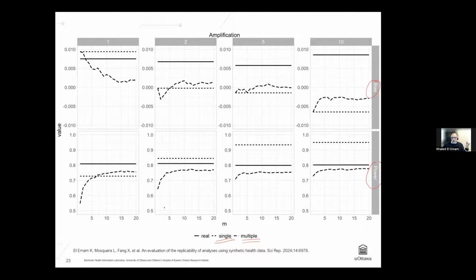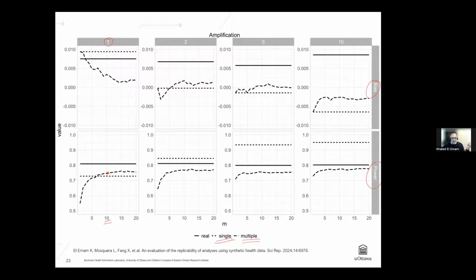And I'll go to power first. As you can see, the x-axis is the number of data sets. So we said around 10 data sets. If you generate 10 data sets, then the results are pretty good. And from a power perspective, you can see that it starts to plateau at around 10, right?